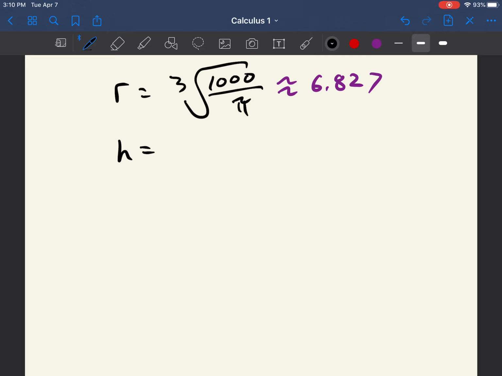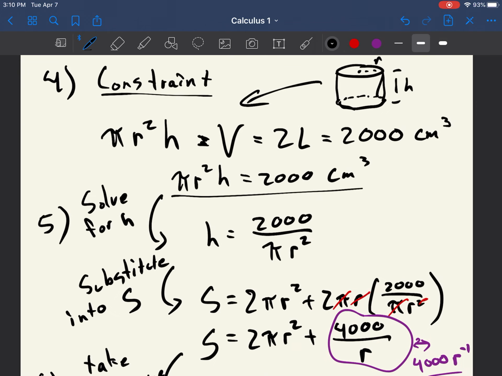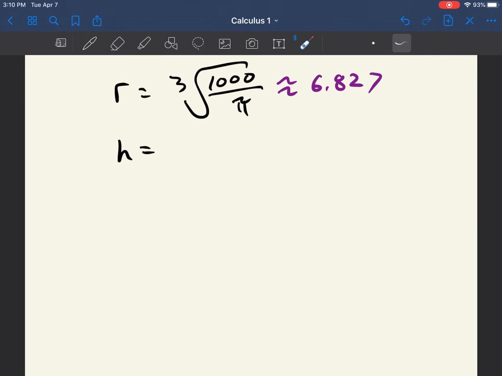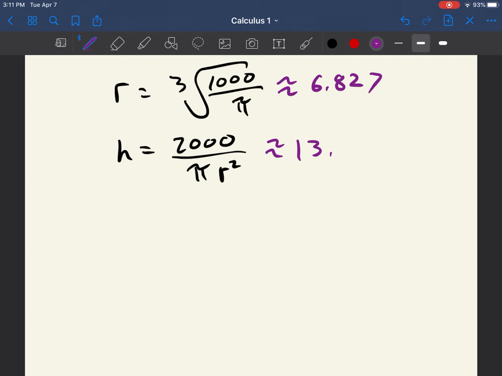So we still need the height. If you look back, the height we got to be, we can look right here. So here it is, height in terms of r. We can use this to figure out what the height should be. So the height should be 2,000 over pi r squared. Okay, so take the number we just got for r and plug it in, and we should get something around 13.6556.